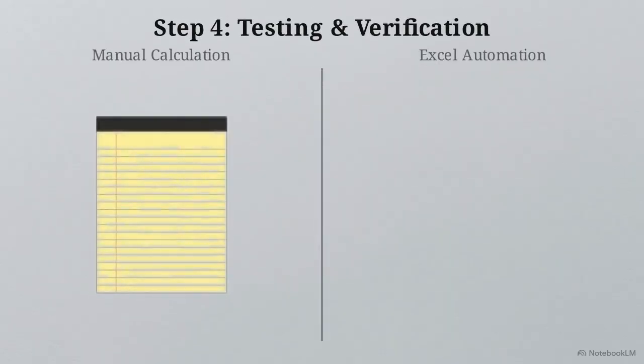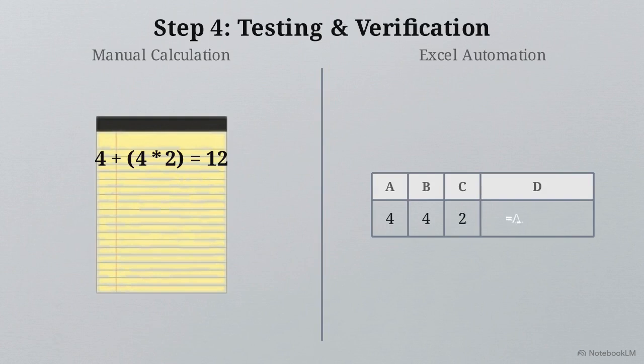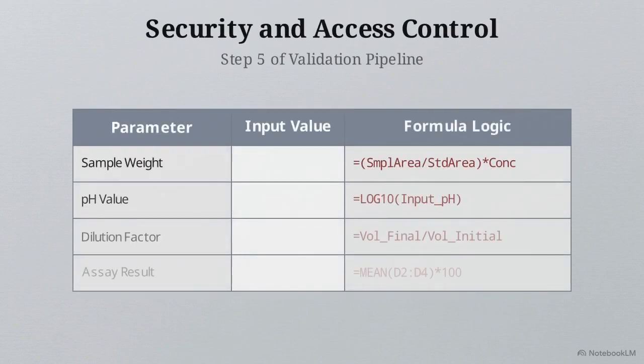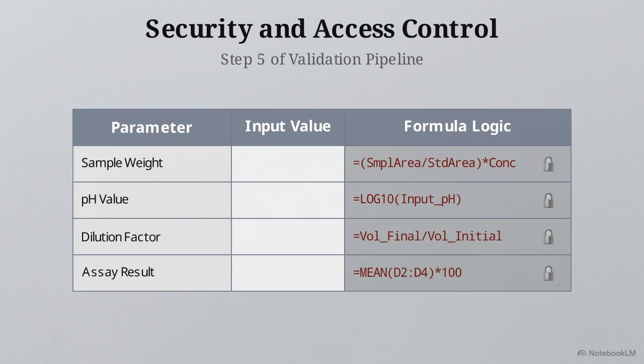This animated comparison shows Step 4, testing and verification. On the left, we perform the calculations manually. On the right, the Excel formula computes the result. They must match exactly to prove the automation works. Step 5 introduces security and access control. This requires locking the exact cells containing formulas while keeping designated data input cells open for the analysts.